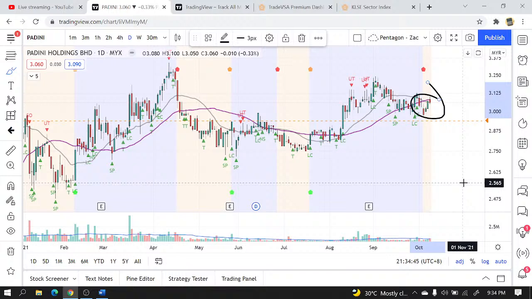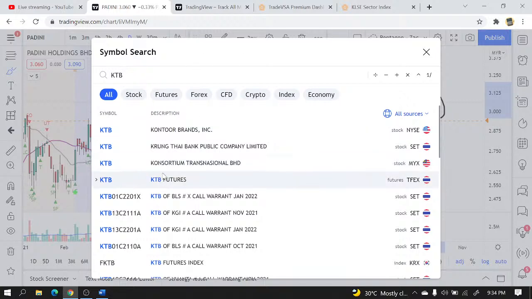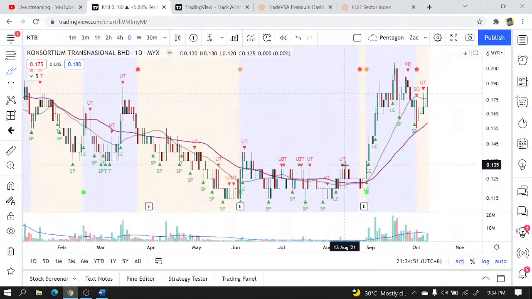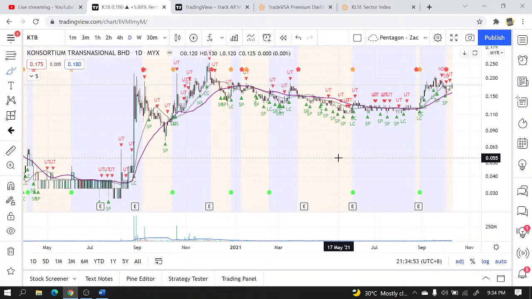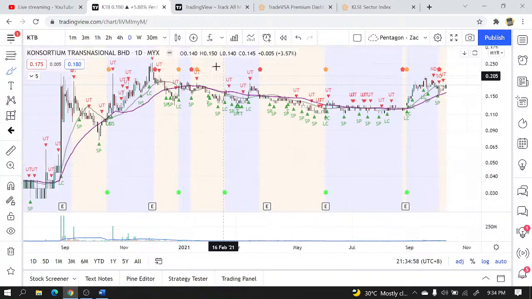Now if you want to look at a little bit more exciting one, I think because of today's news, counters like KTB probably will have some movement. On the other side, I think Percent is pretty good as well, right?